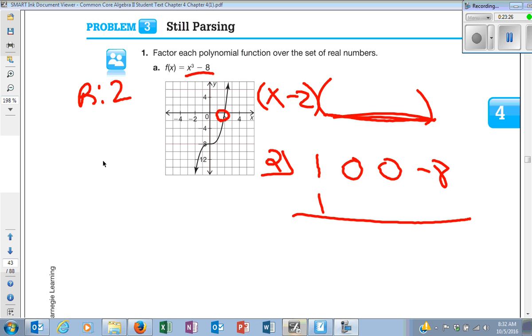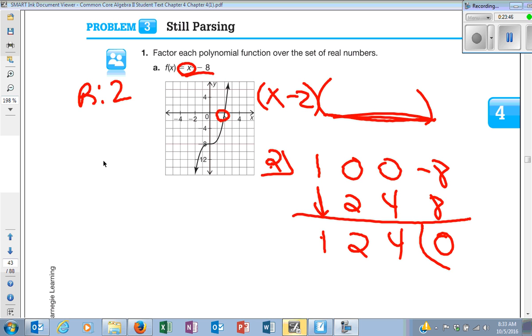1, bring that down, I get a 1. 1 times 2 is 2. Add them together, you get 2. 2 times 2 is 4. Add those together, you get 4. 4 times 2 is 8. Add those together, you get a 0, like I should. That's my remainder. You bring it straight down, right here.